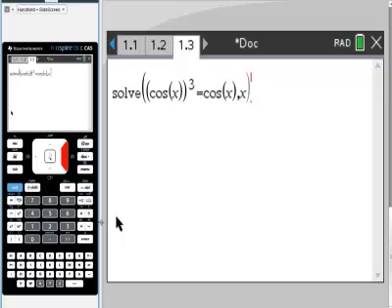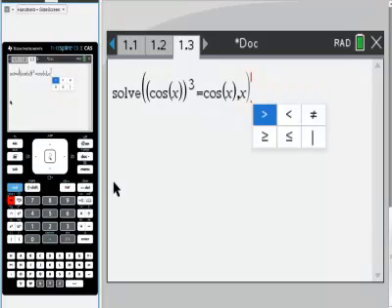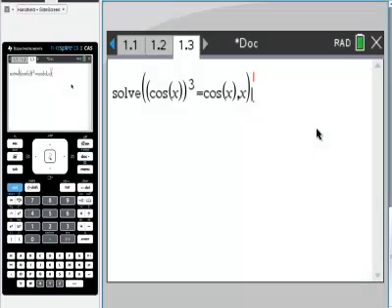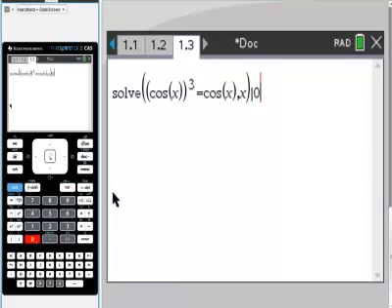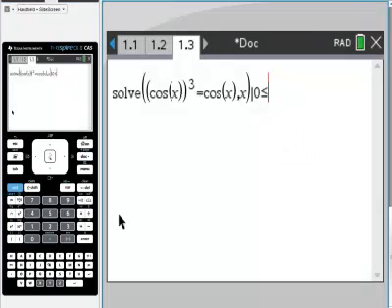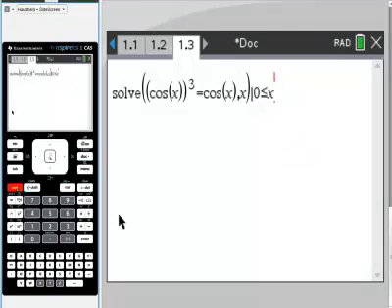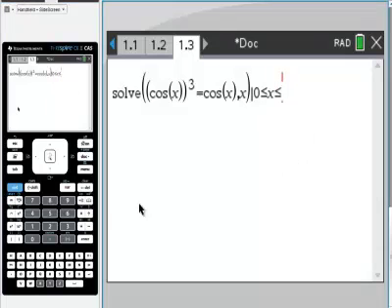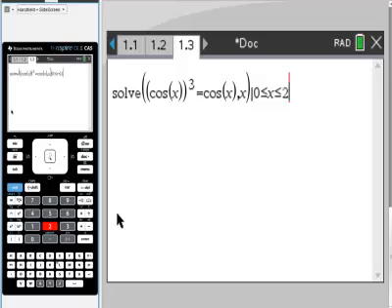So I'm on the outside of the solve argument, and now I'm going to go to control and the equal sign. You see these little notations over it? This notation is the such that notation. So now I'm saying solve this inside equation such that 0 is less than or equal to x, and x is less than or equal to 2 pi. Usually I use the pi key right here, but some people want to see me do it this way.